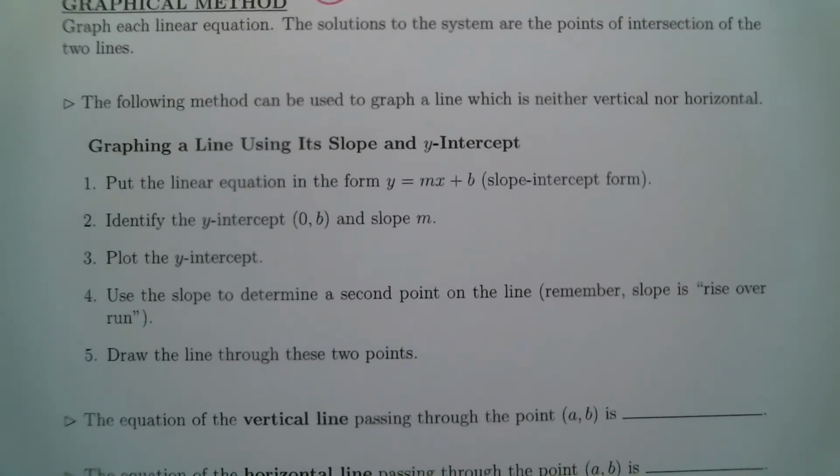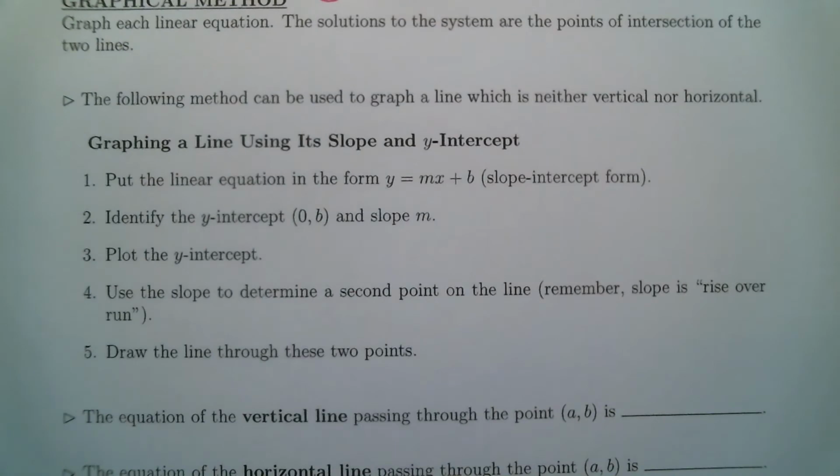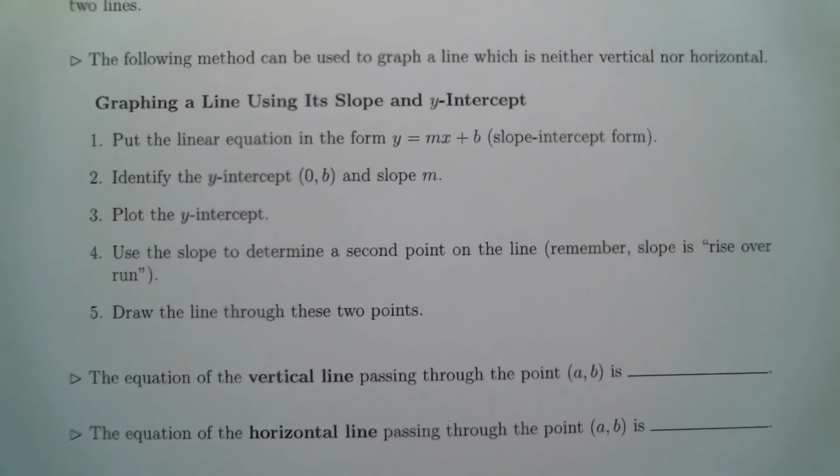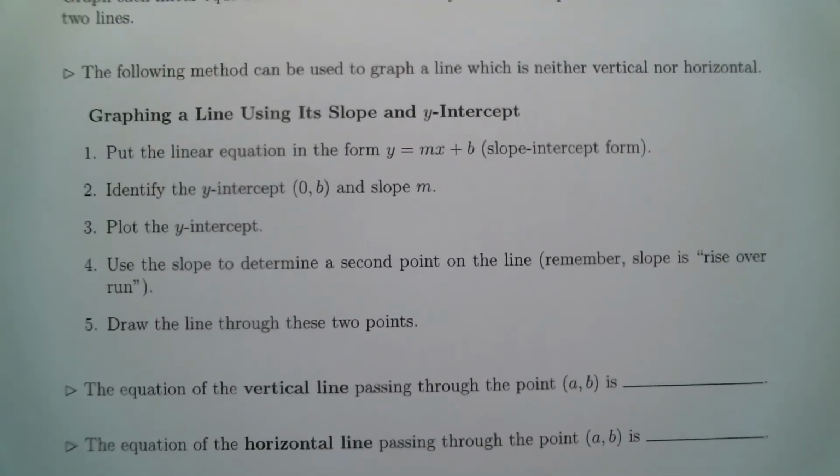Remember, you can also have horizontal lines and vertical lines. We are going to start out talking about lines that are neither vertical nor horizontal, so they have a slope to them. Then we'll get into how you can recognize if something's a vertical line or a horizontal line, because it looks a little bit different. Under the first bullet point here, it says, the following method can be used to graph a line which is neither vertical nor horizontal. You're going to graph the line using its slope and y-intercept.